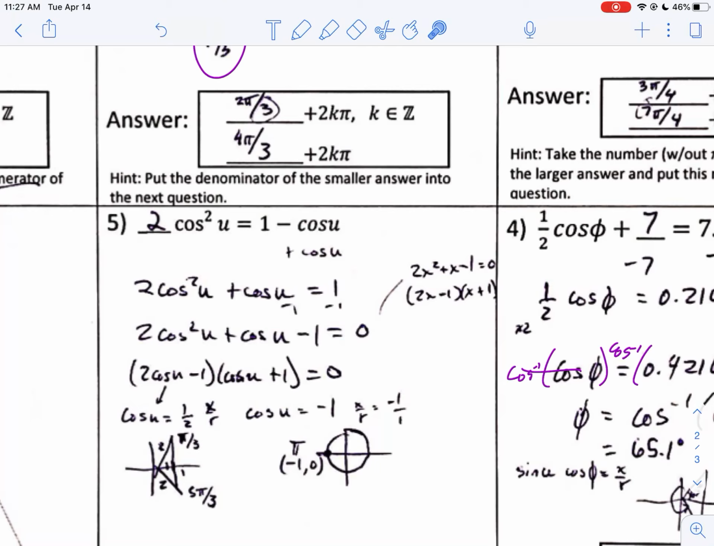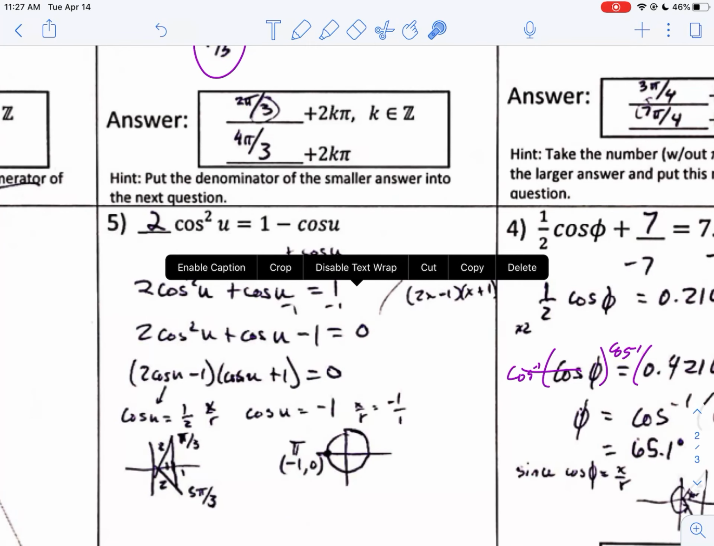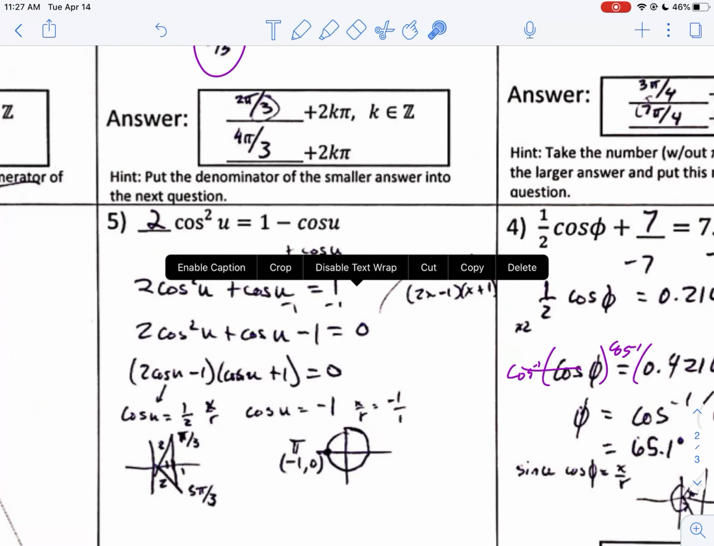You notice cosine squared u, cosine u, 1. This is reminding me of simplifying trig expressions and factoring. So what we're going to do is move everything to one side of the equation. Plus cosine u, subtract 1. We say this is in a quadratic form. You see the x squared form, x, and a 1. And remember when we solved those, we got them equal to 0. If you want to think of this in terms of x's instead of cosines, you can. It'll look something like this.